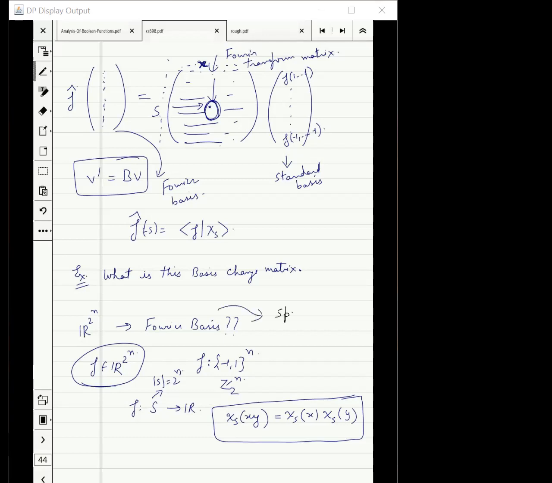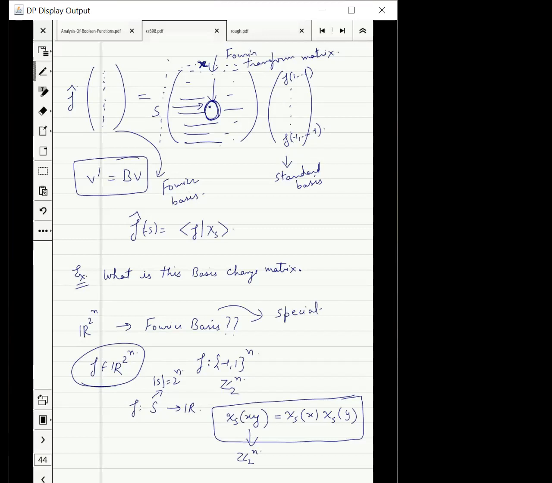In this homomorphism, x and y are elements of the group Z2 to the power n. So the operation of that group is the XOR operation, right? You can view it as minus 1, 1, and then multiplication will be the operation. So here, since I'm talking about minus 1, 1, I will use multiplication.